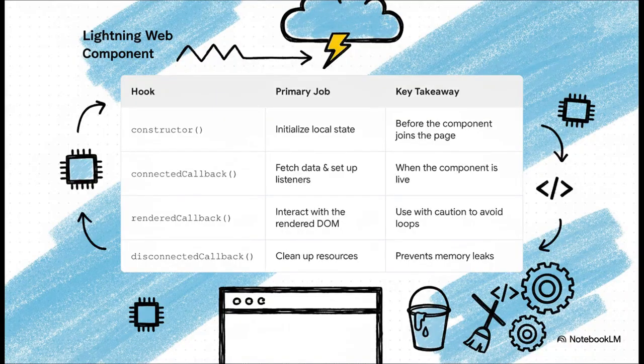Okay, let's just do a super quick summary to lock this in. Constructor, that's for setting up state before the component is even on the page. ConnectedCallback, that's your go-to for fetching data and setting up listeners when it's live. RenderedCallback for working with the DOM, but remember, be careful. And finally, disconnectedCallback. This is all about cleanup to prevent memory leaks and keep your app running smoothly.